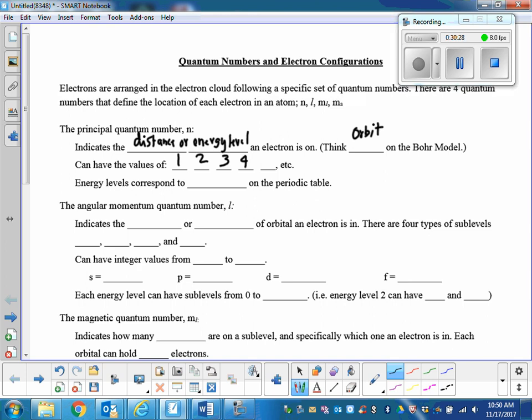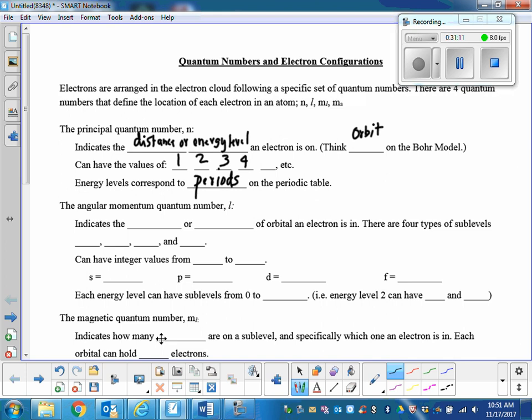Now, energy levels correspond to periods on the periodic table. Yes or no? Okay. After writing one or two, we write an alphabet. Is that right? SP. What does that alphabet actually mean? It is called the angular momentum quantum number. All right?